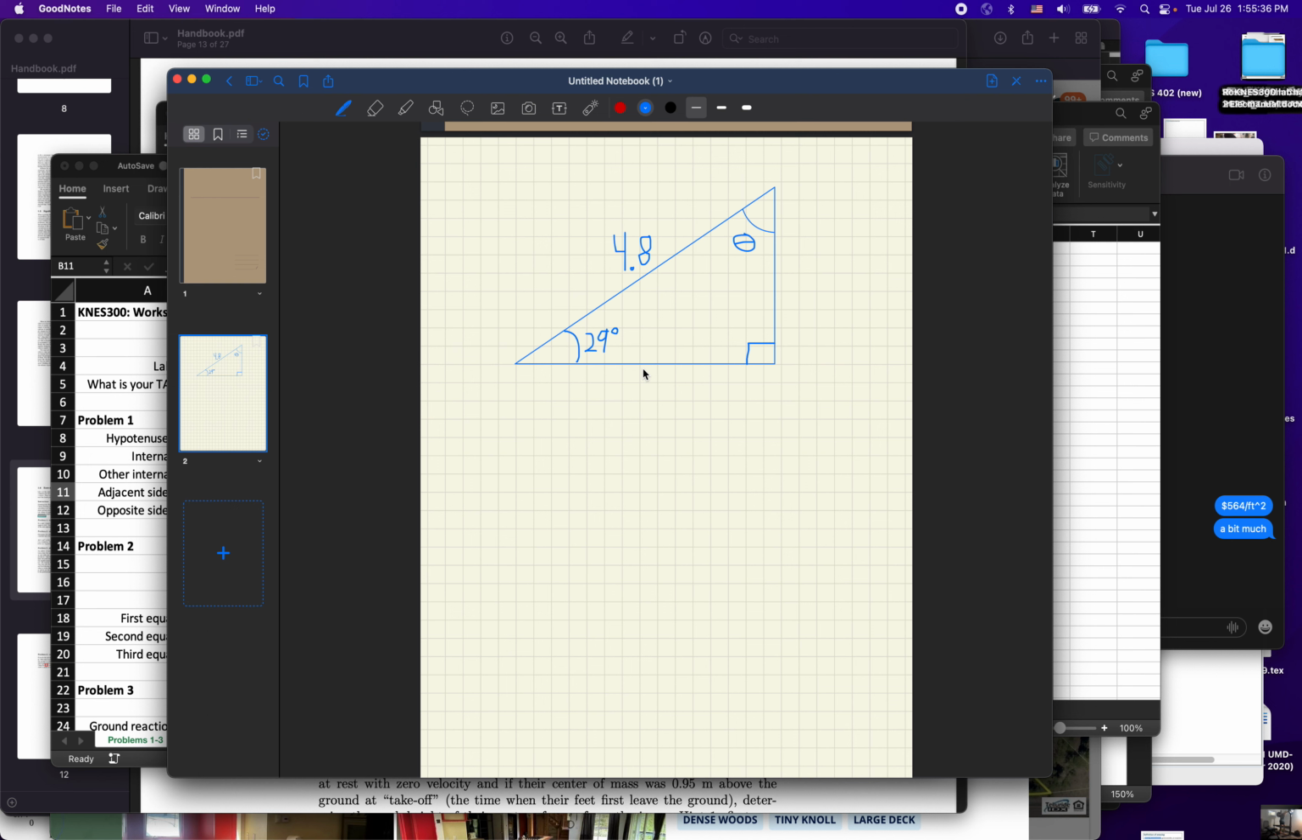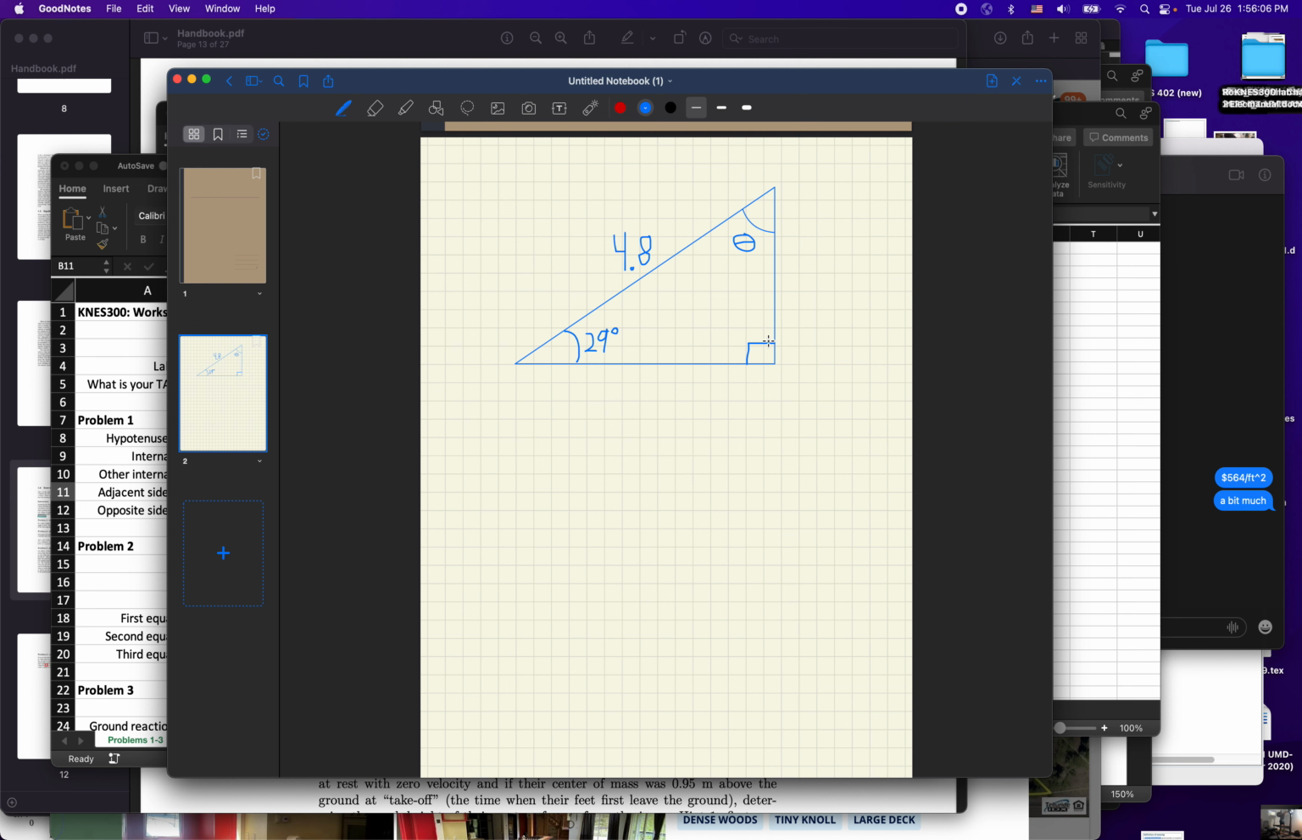That'll often be the case, but opposite means opposite some particular angle in a right triangle, and adjacent means adjacent to some particular angle in a right triangle. It doesn't automatically mean horizontal and vertical specifically. Okay, if I know the angle, which I do, and I know the length of the hypotenuse, which I do, then the adjacent side, that horizontal side in this case, is the length of the hypotenuse times the cosine of that angle.